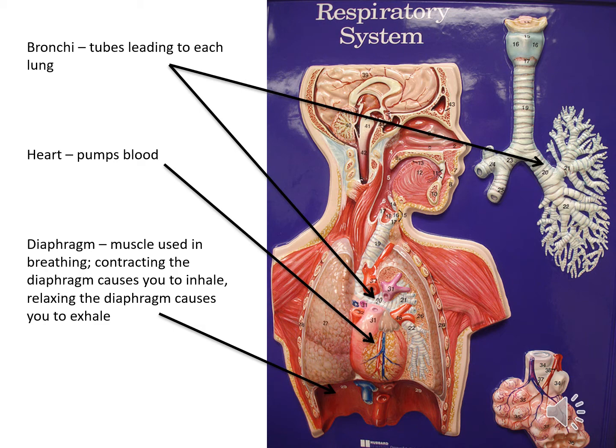Contracting will have the diaphragm riding lower down closer to the abdominal pelvic cavity, and that'll create a lot of space in the thoracic cavity and the chest cavity, so air will just come in. Relaxing the diaphragm has the diaphragm riding really far up. There's less space in the thoracic cavity, so air goes out because there's not as much space in there.